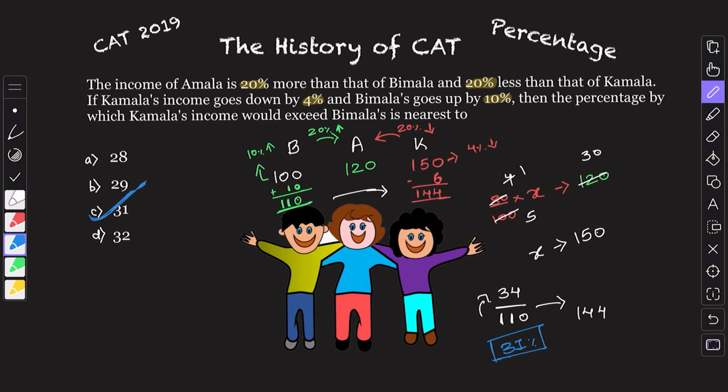Okay, so what did you learn from this? If the question is given in percentage and the answer is asked in percentage, assume any value and reach your answer, because this is the easiest kind of percentage question that you can get in CAT.